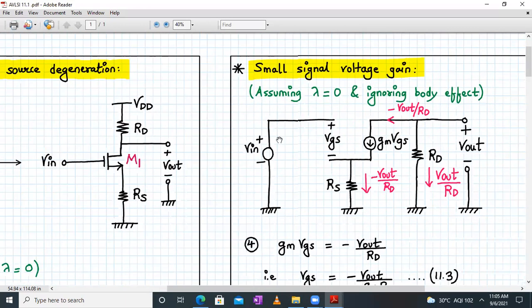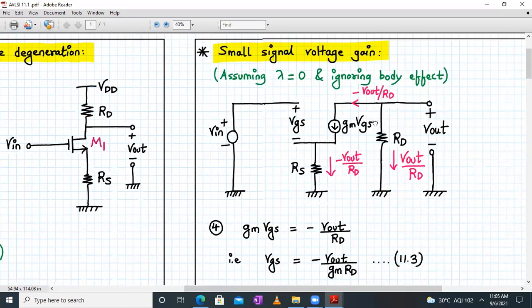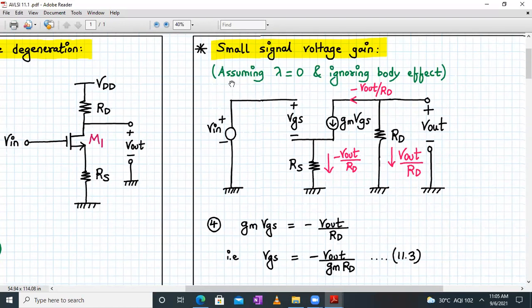Now let's go to the small signal voltage gain and try to derive the formula for it by drawing the small signal model. Fine. One more thing is that we will assume that lambda is equal to 0 and will also ignore the body effect. Remember here VSB is not equal to 0 for the M1 transistor. But first we draw a small signal model without considering the body effect, and with lambda equal to 0.